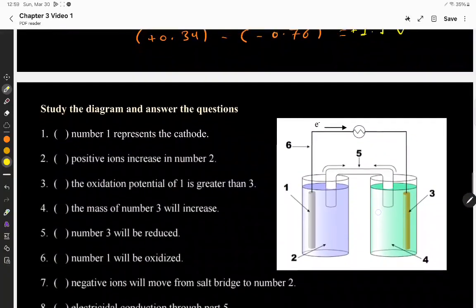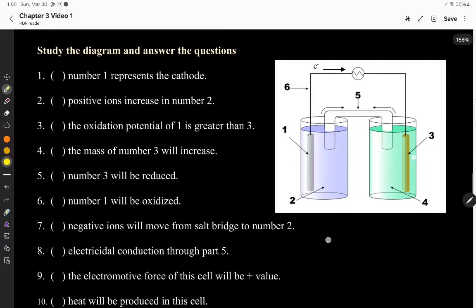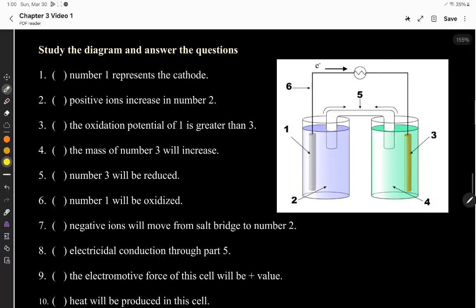Now let's see some questions about the cell to see if we understood it. Let's analyze this diagram. Questions about it could be like these. True or false questions. Number 1 represents the cathode. The electron moves from 1 to 3, so this is the anode and this is the cathode. The statement says number 1 represents the cathode. False. It is the anode.